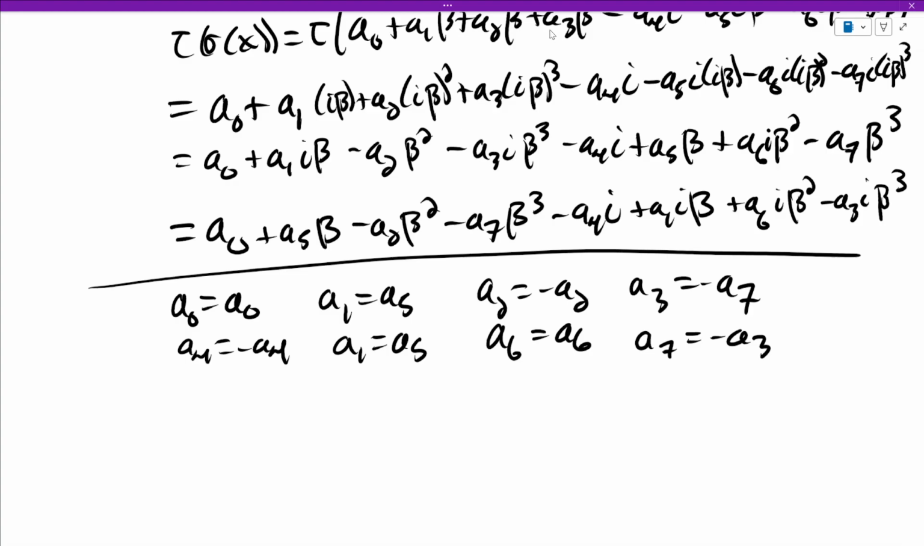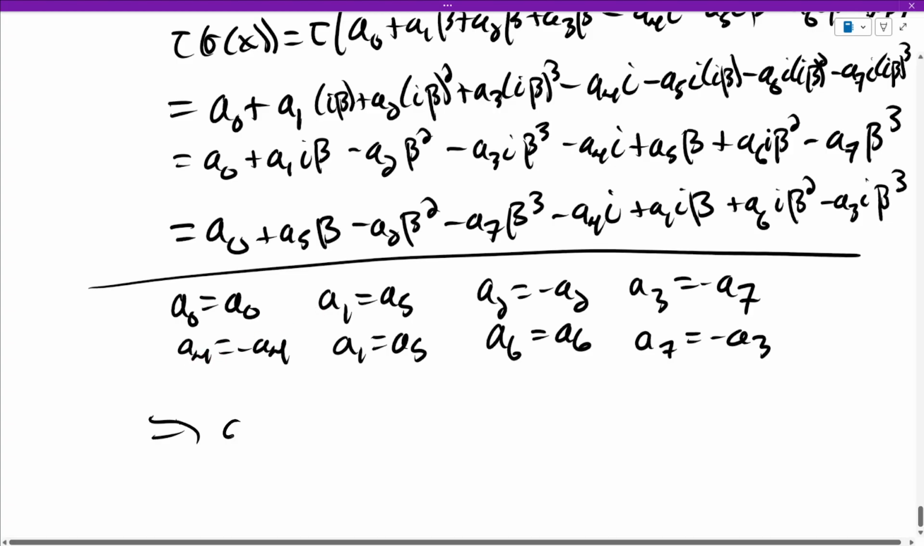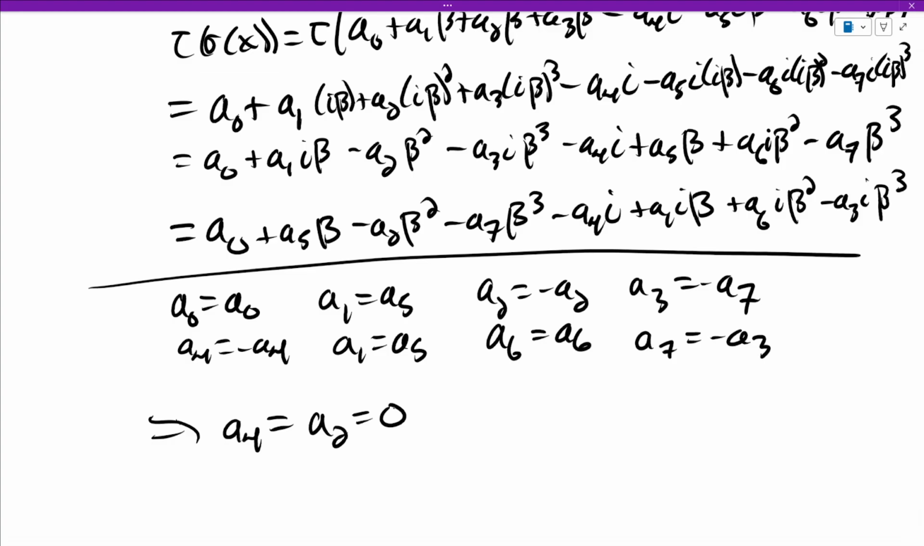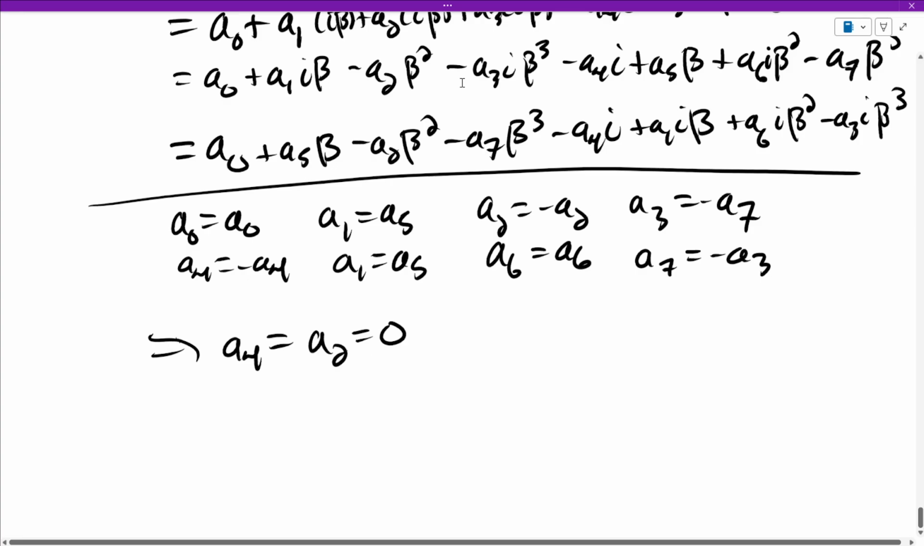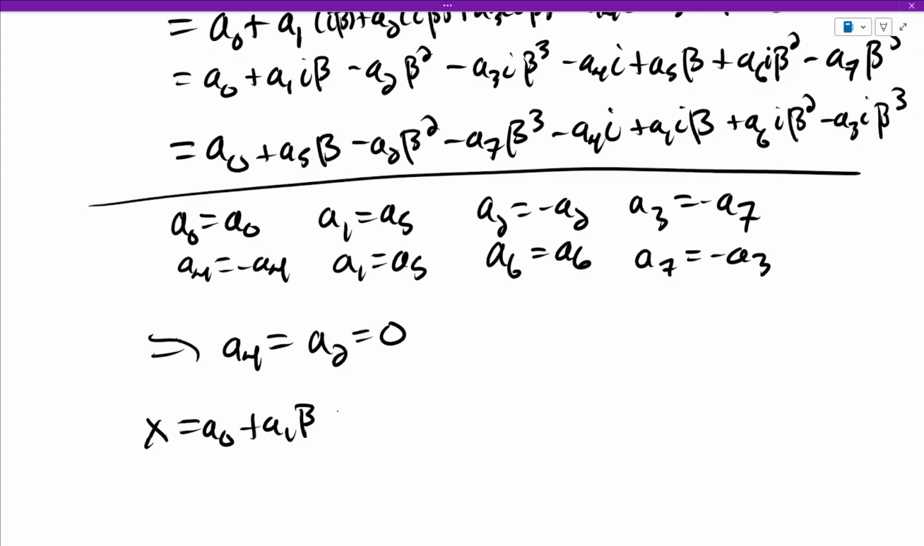Okay, so A0, there's no conditions, right? A6, there's no conditions. That's fine. A4 must be 0. A2 must be 0 because they're equal to their negatives. And so what does a general element of the fixed field look like? Well, A0, no conditions. A1, we're going to leave as A1, but whenever we see an A5, we can write an A1. A2 must be 0. A3, we're going to leave as A3 for the moment. A4 must be 0.